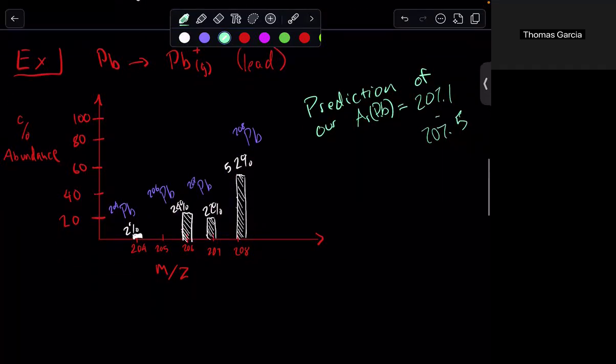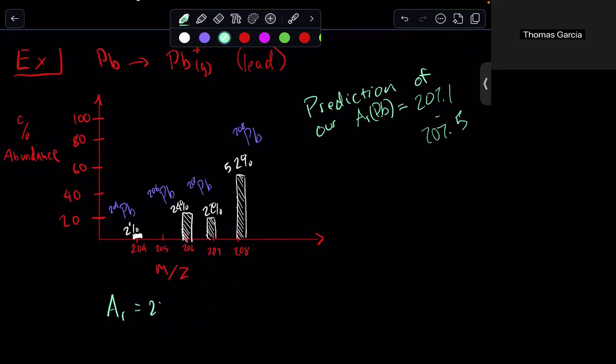What the IB or DP is going to ask you to do is then actually calculate our relative atomic mass. And if we remember how to do that, pause the video and try and calculate it yourself. But otherwise, I'm going to go through it right now.